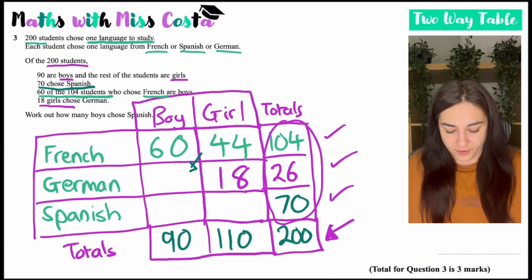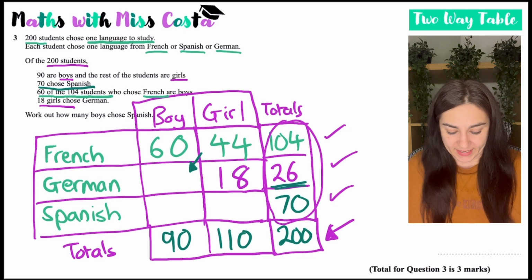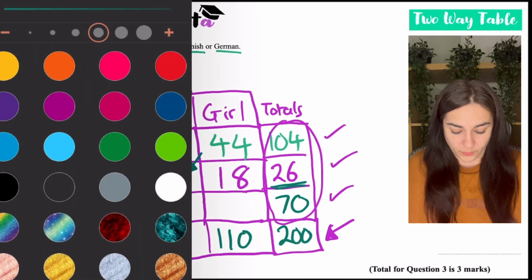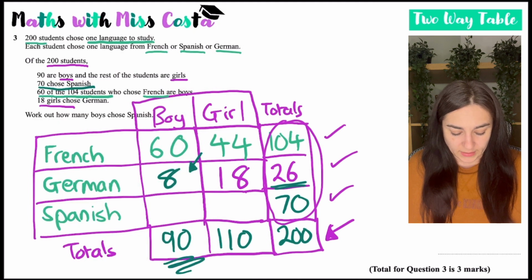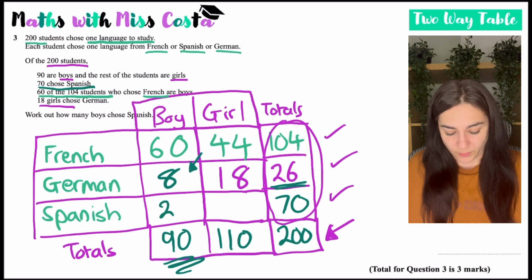I then have only one missing piece of data here. I know the total amount of students that study German is 26. 18 of these are girls. So 26, take away 18, leaves me with 8. And then I'm just left with two other columns. I know that there's 90 boys in total. 60 study French and 8 study German. So if I did 90, take away 60, take away 8, that leaves me with 22.